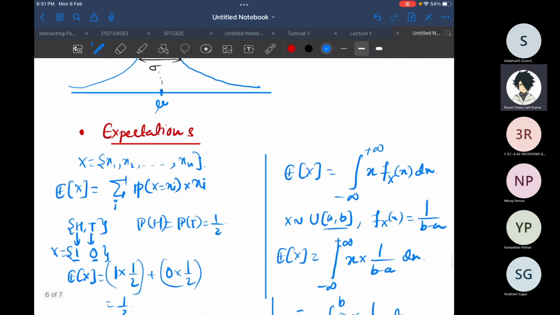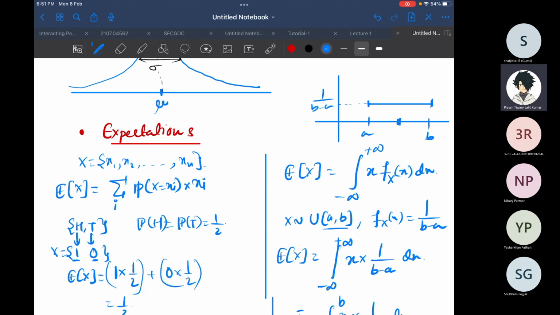And if you look at it, what did the uniform random variable look like? It looked something like this. This was a, this was your b, and this was your density function. This height was 1 over b minus a. Since the weight over the entire interval was equal, I should expect something in the middle to be my expected value, and that is exactly what it is.